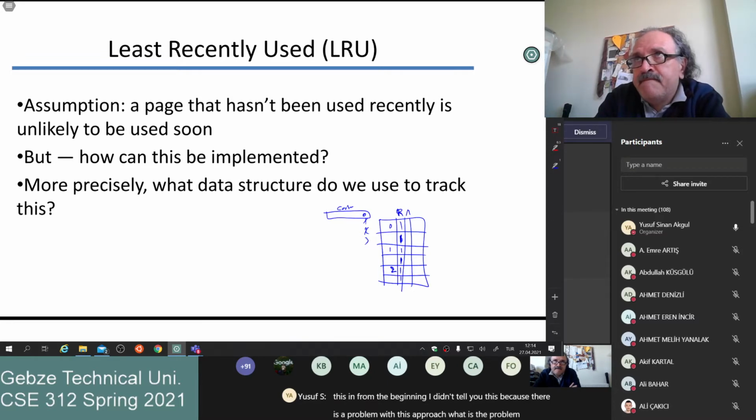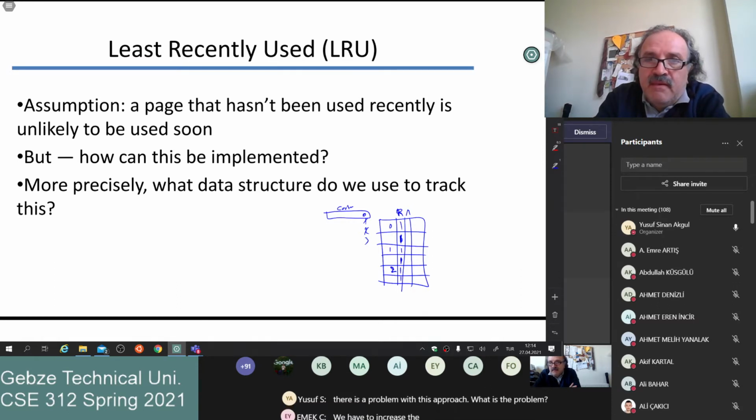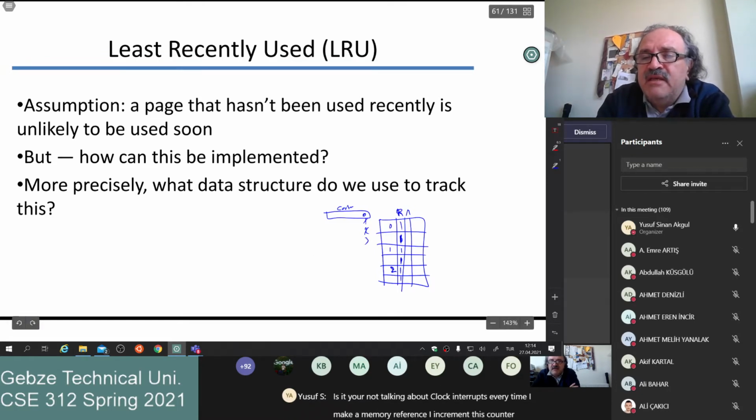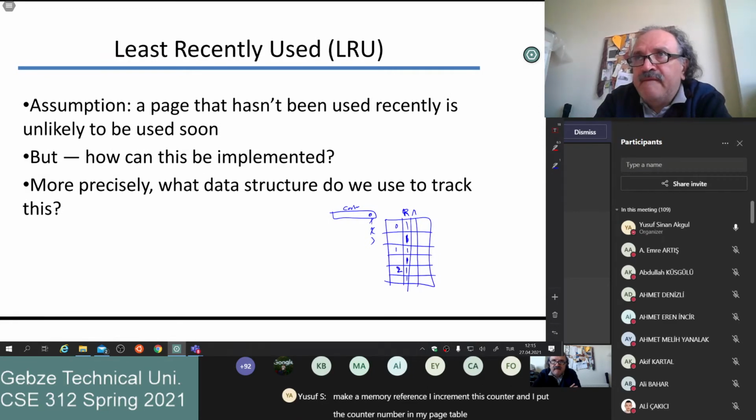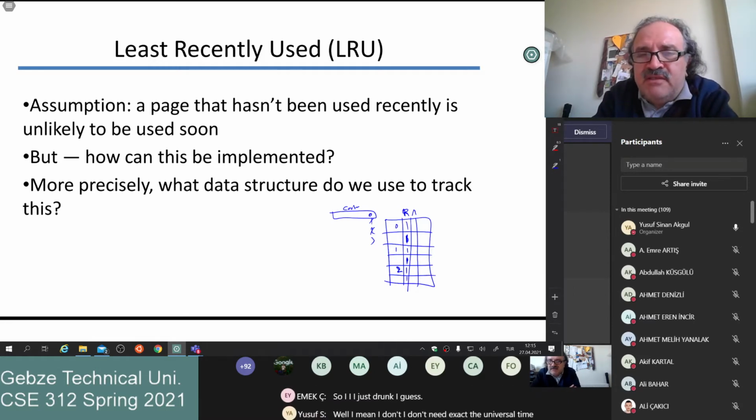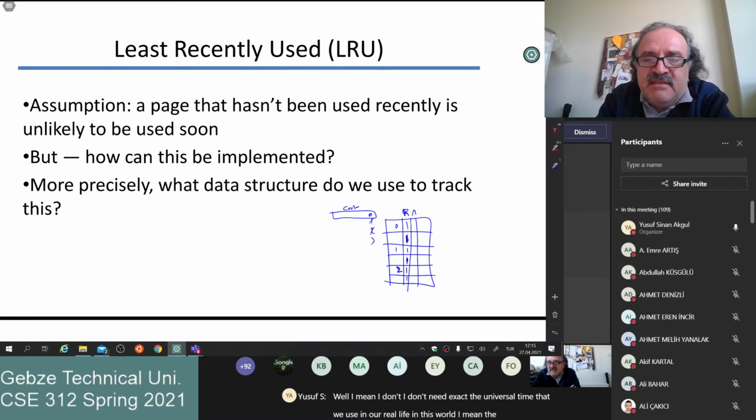What is the problem? We have to increase the count in all pages, and that could be slow, maybe. What do you mean in all pages? For example, at a clock interrupt, maybe. We are not talking about clock interrupts. Every time I make a memory reference, I increment this counter and I put the counter number in my page table. Also, it doesn't count time, it counts references. I don't need the exact universal time that we use in real life. In this world, the oldest means that the reference count is smaller.